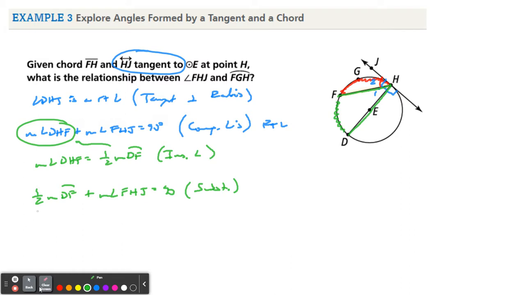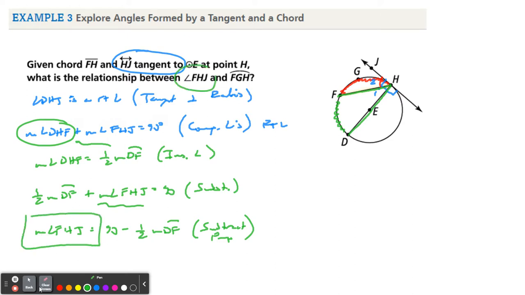And that's sort of like the first part of the proof, right? Notice that we have angle FHJ in this problem, right? Oh, I'm sorry, there's one more part. We're now going to get the measure of angle FHJ by itself by subtracting away the 1/2 measure of arc DF. So if we subtract that, we get the measure of angle FHJ equals 90 minus 1/2 the measure of arc DF. And that's just the subtraction property of equality. And now we're going to stop there. And again, I want to focus on this, right? We have that angle by itself, which is the angle we want to focus on, right? So now the question is, how are we going to manipulate this to talk about angle F or arc FGH?